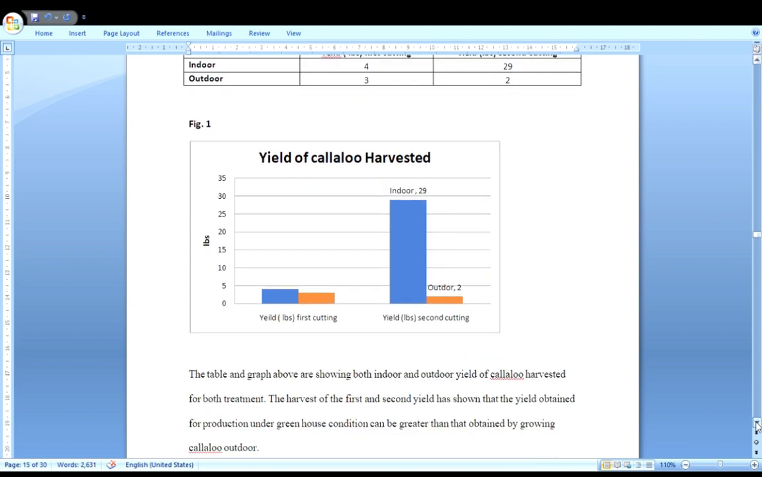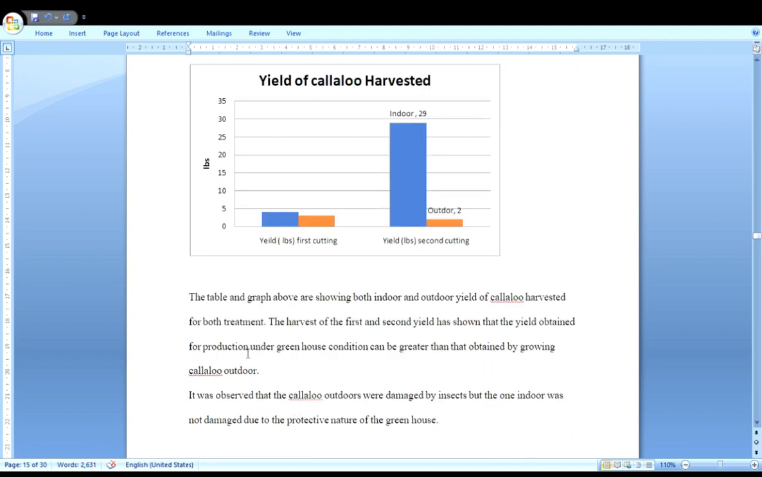Alright, so to the interpretation, this is your interpretation. You just tell what is in the graph and the table. Alright, so as I said, let's read. So the table and graph above are showing both indoor and outdoor yield of callaloo harvested for both treatments. The harvest of the first and second yield has shown that the yield obtained for production under greenhouse condition can be greater than that obtained by callaloo grown outdoor. Alright, so you're interpreting what you have in the table and the graph. So you just state what the graph and the table is telling you.